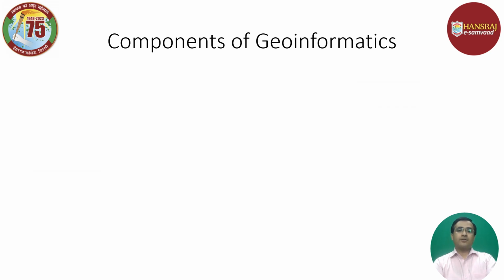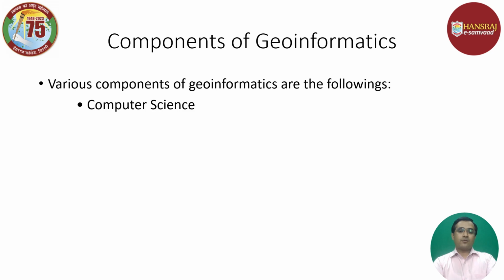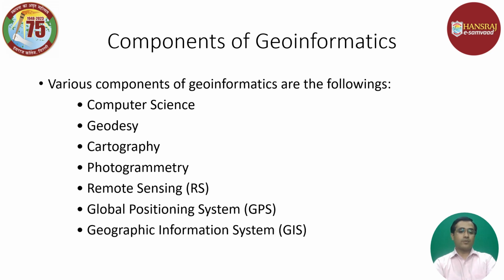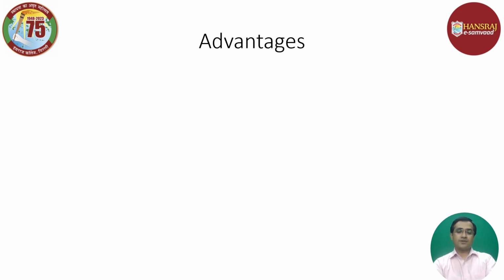What are the various components of geoinformatics? Various components of geoinformatics include computer science, geodesy, cartography, photogrammetry, remote sensing systems, global positioning systems, and geographic information systems.